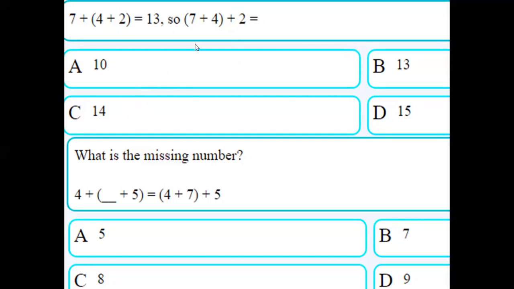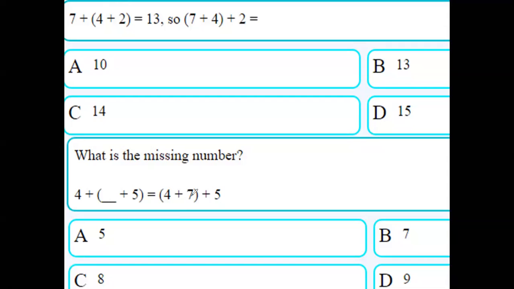The first one is 13, sir. I would like to know the reason. Both of the calculations are the same. If we take 7 plus 4, both of them have the same answer, and in the same way 4 plus 2 has the same answer. Very good. And can you tell me which property we used here?